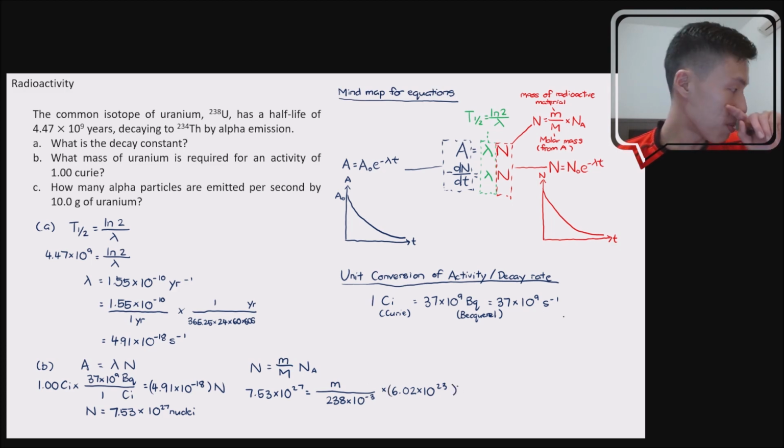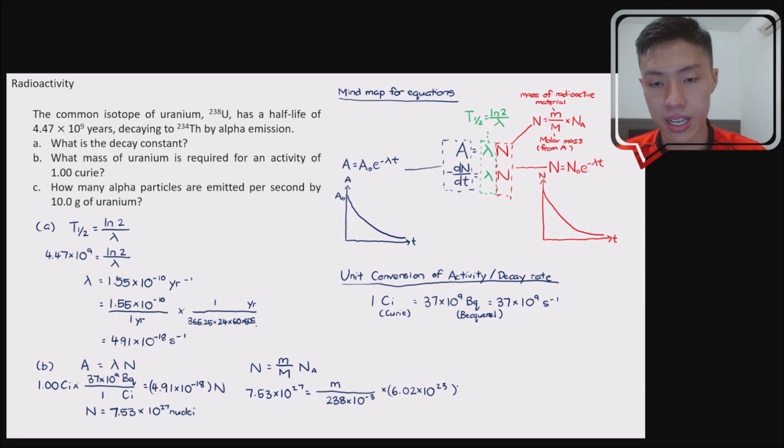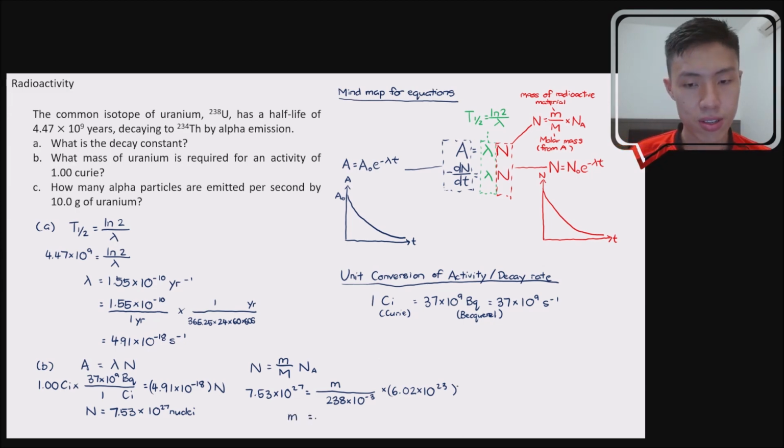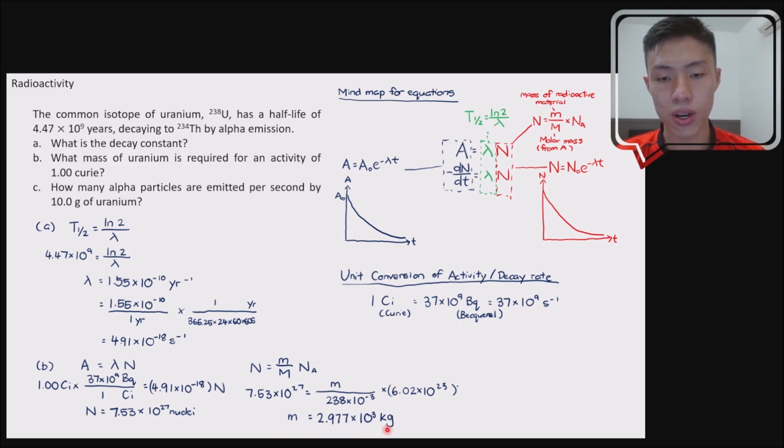So if you calculate your mass, you'll get the answer of 2.977 times 10 to the power of 3 kg. Okay, so that is the mass of uranium required in order to have this many nuclei in it. If you have 2.977 times 10 to the power of 3 kg of uranium, then you have this many nuclei in the uranium material. And if you have this many nuclei in your radioactive material, then you observe 37 billion decays happening per second. Okay, so that's the idea that relates these two equations.